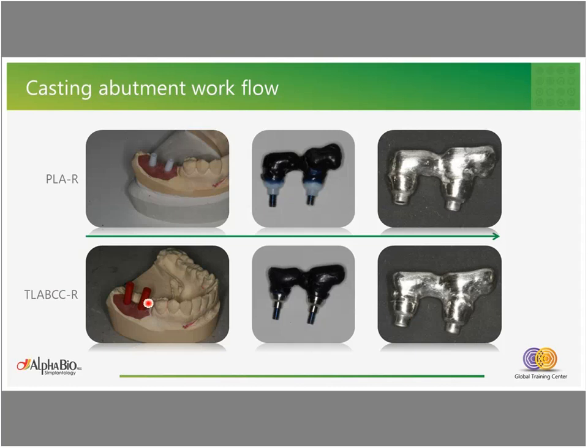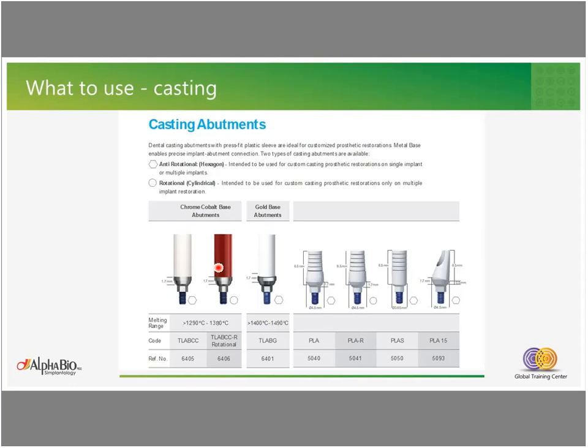abutment or the crown in order to have a good shape and a good connection between the abutment or the restoration and the implant. This is the case when you use the whole plastic for casting, and this is the case when we have the castable abutment with milled base.